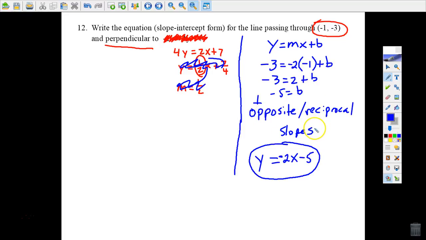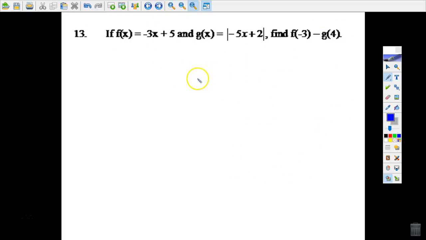Okay? All right. Let's look at number 13. You have these two functions, f of x and g of x. And all this means is find out what f of -3 is, find out what g of 4 is, and those two numbers that result, you're just going to subtract them.